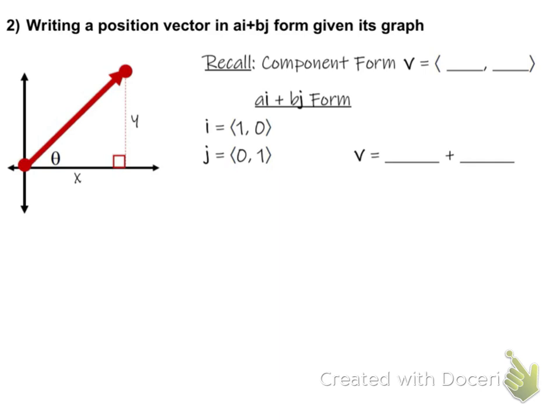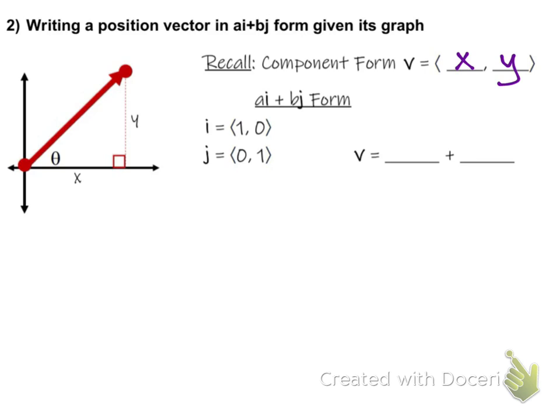Another way that we can write a vector is in component form, okay? So component form, writing in ai+bj form. So in component form, we just said the vector was xy, right? And this is that same picture we've talked about before.